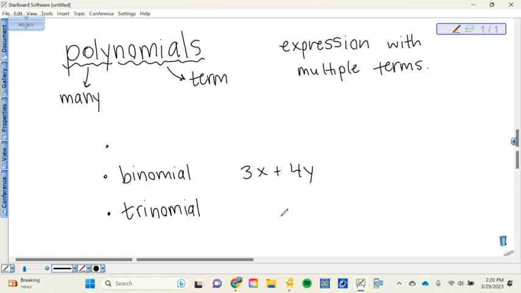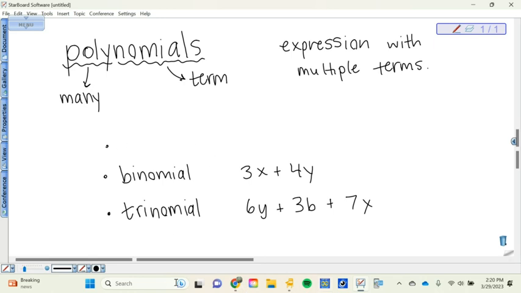Somebody give me an example of a trinomial. 3b plus 7y. But then I could just add the 6y and the 7y and make it 13. Oh, wait, I meant x, not y. There you go. That's good. Perfect. 3 terms. 1, 2, 3.